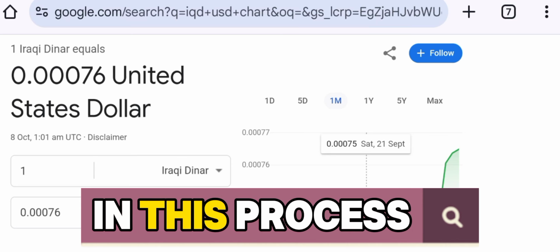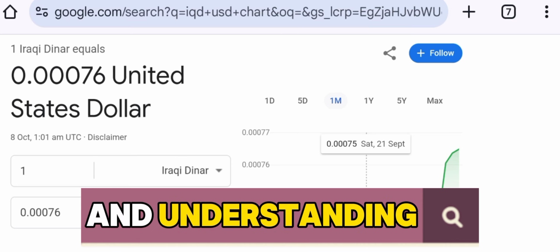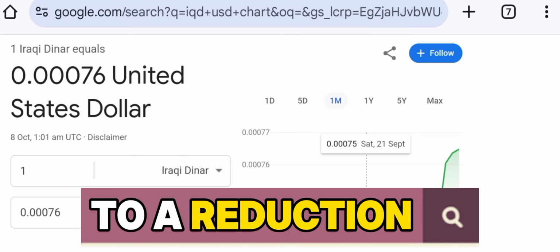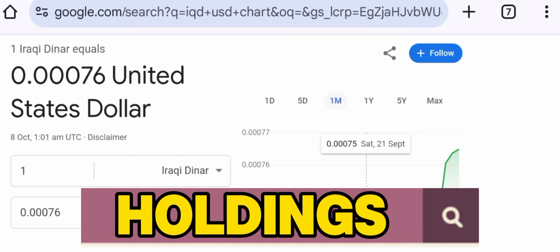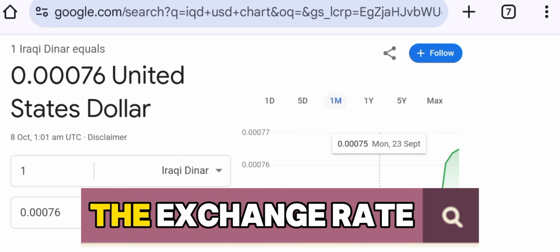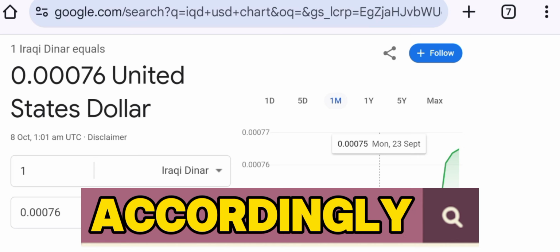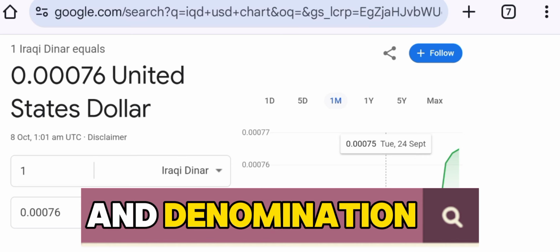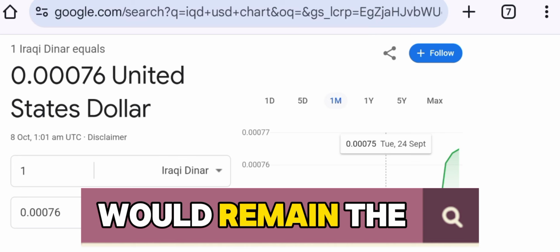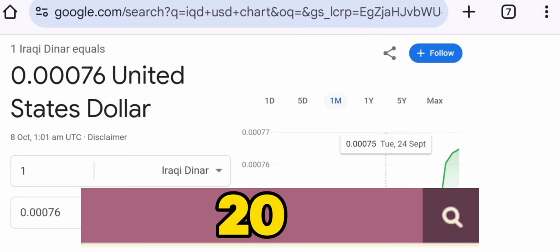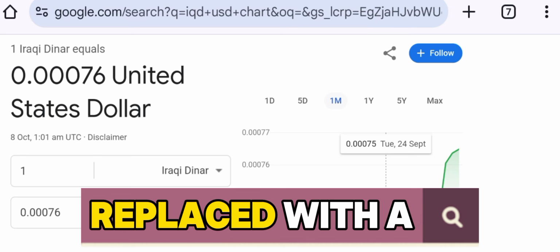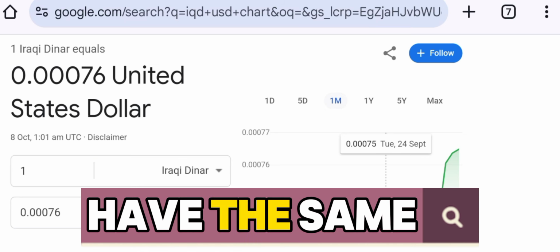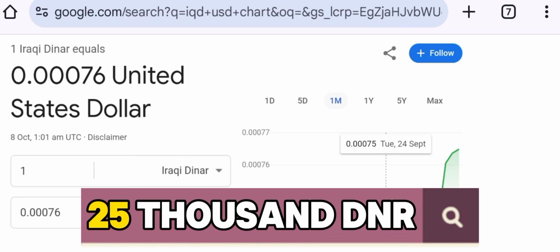A key factor in this process is public perception and understanding. Many people fear that deleting zeros will lead to a reduction in the value of their currency holdings, but this is not the case. The exchange rate would be adjusted accordingly, so while the physical currency in your hand would change in appearance and denomination, its purchasing power would remain the same. For example, a 25,000 dinar note might be replaced with a 25 dinar note, but that 25 dinar note would still have the same value as the original 25,000 dinar note.